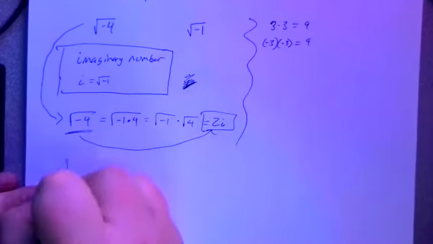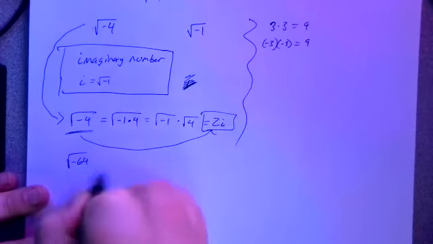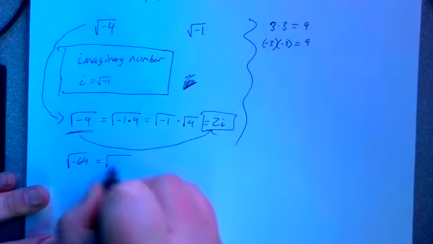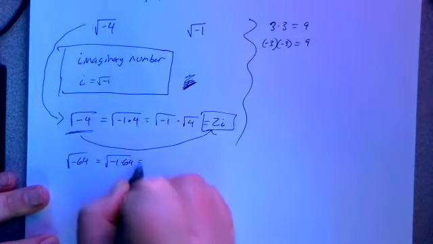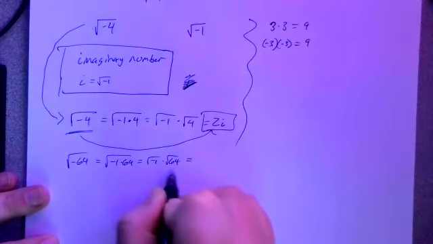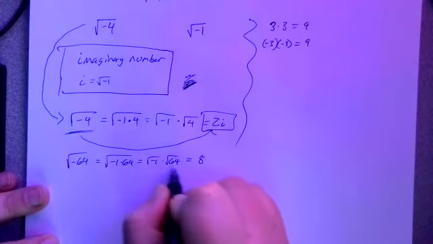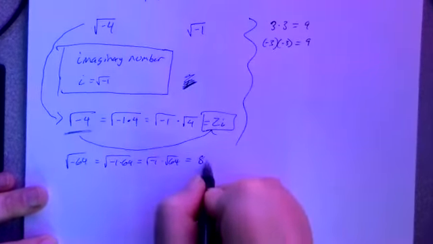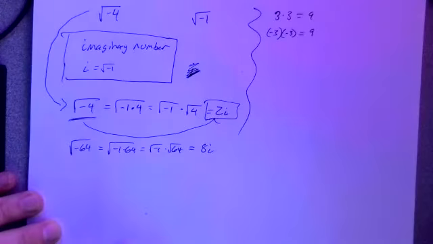We could play this game all day, right? I could take a look at the square root of -64. That is the square root of -1 times 64, which is the square root of -1 times the square root of 64, which I know is going to give me 8, right? The square root of 64, 8. The square root of -1 is i, so I get 8i.